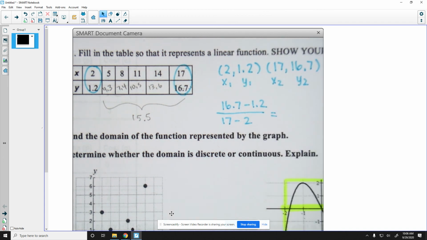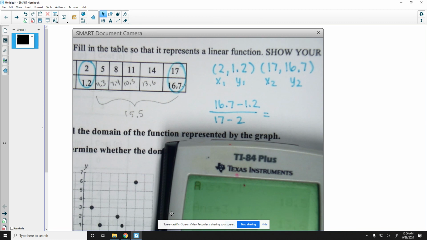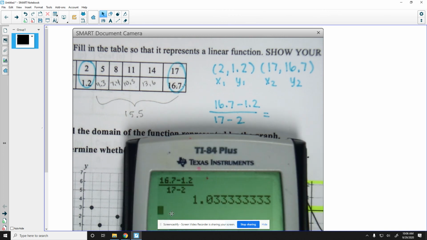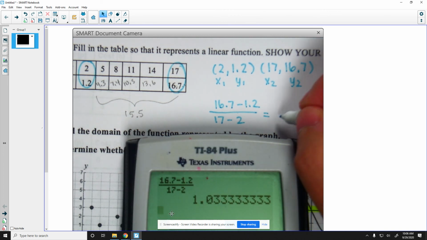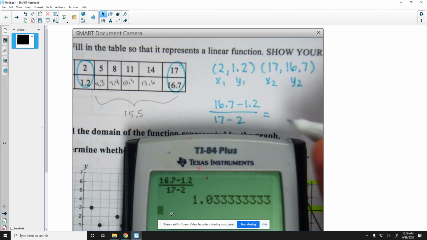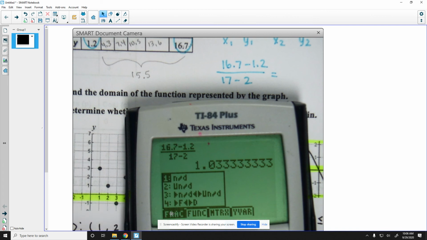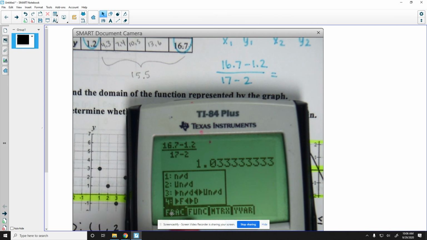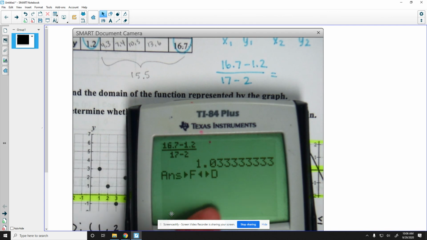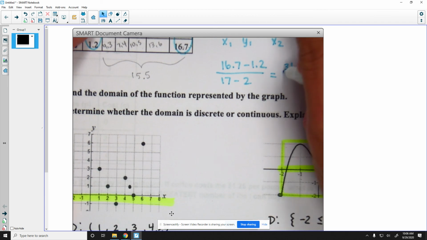Let's find the slope. Okay, so the slope would essentially be 16.7 minus 1.2 over 17 minus 2. I get 1.03, and it's repeating. Oh gosh, so I don't even want to write it because it's repeating. But remember, slope is how many, so maybe I can change it to a fraction. To change a decimal to a fraction, I hit alpha y equals, and then this fourth option is F to D, fraction to decimal, hit enter. So it's 31 over 30. Okay, so this is really what this is.